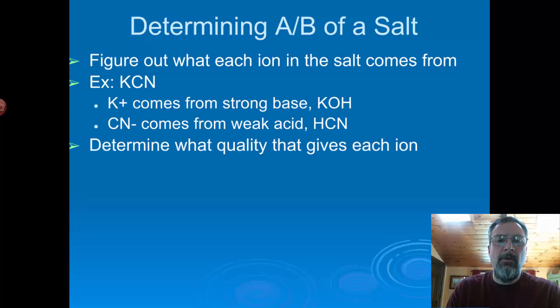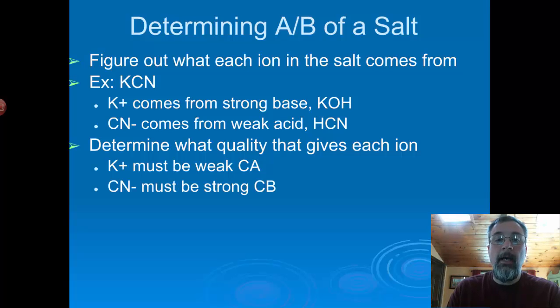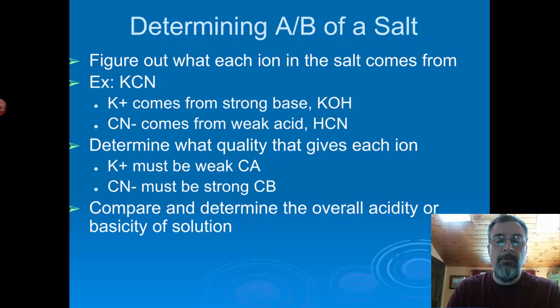Okay? Well, once I know where they come from, I can determine what quality that gives each ion. If K plus came from a strong base, it must be a very weak conjugate acid. And if CN minus came from a weak acid, then it must be a pretty strong conjugate base. So we can then compare the two ions and determine the overall acidity or basicity of the solution. This solution, KCN, should be fairly basic because it has a strong conjugate base but a very weak conjugate acid. So it should be overall pretty basic.